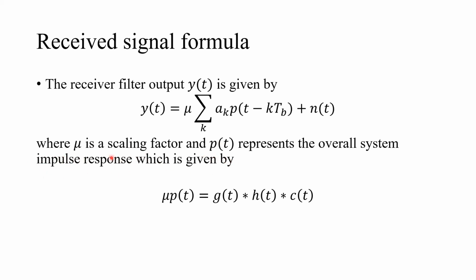Overall impulse response means the impulse responses of the transmission filter, channel and the receiver filter. This is convolution operation, so it is g(t) convolution h(t) convolution c(t). So this is the overall impulse response of the system.